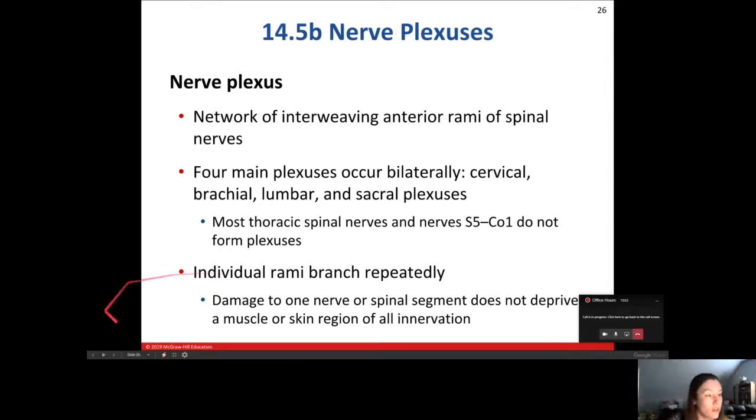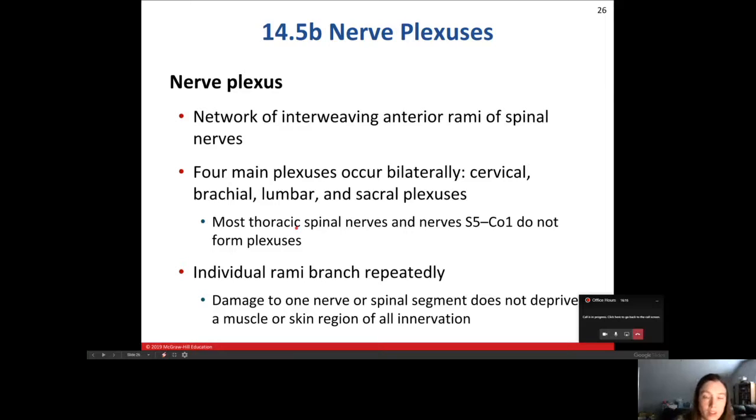And the individual rami are going to branch repeatedly. So damage to one nerve or spinal segment doesn't deprive a muscle or skin region of all the innervation. It's a little bit like collateral innervation, or just a backup, so that we don't have just one spinal segment going to one nerve. They kind of mix so that there's a little bit of a backup there.